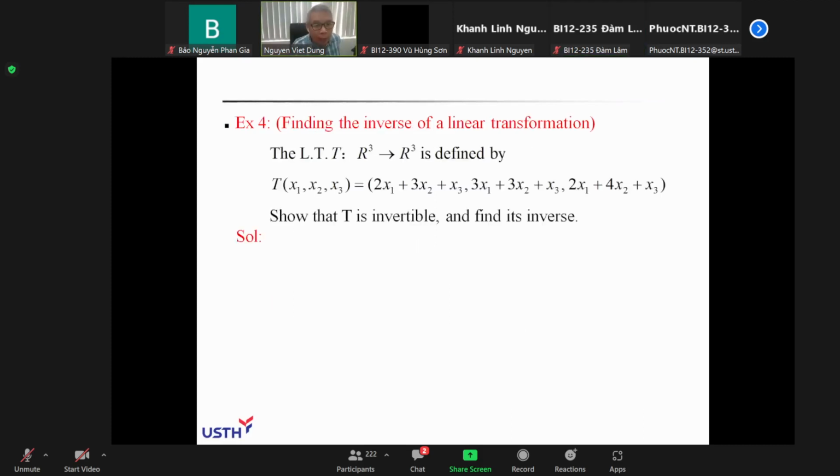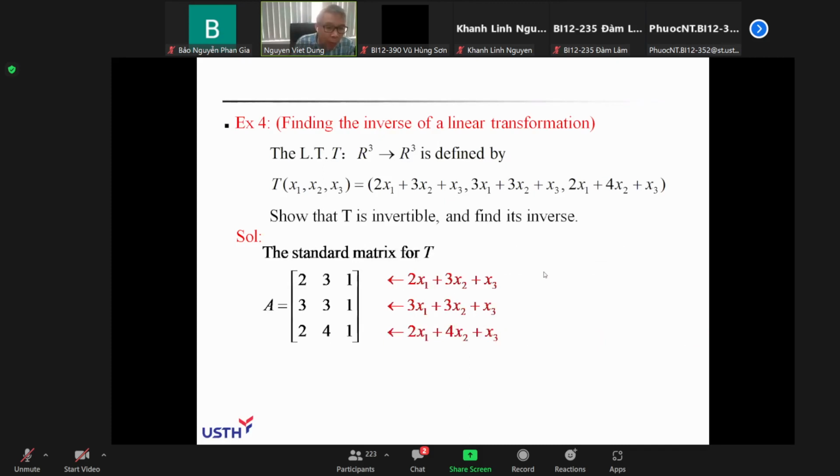And an example is here. Now we are given a linear transformation T from R3 into R3. It is given by the formula like that. Then you are required to show first that T is invertible, and then you need to find the inverse of T. So how can we do it? First, you need to write down the standard matrix for T. Once again, I repeat, the way to write down the standard matrix for T is that you take the formula here.